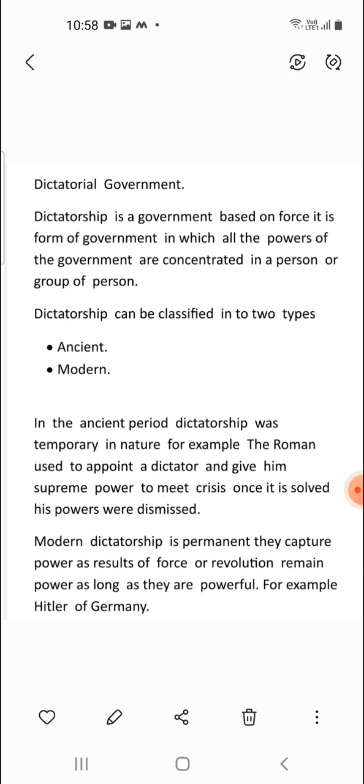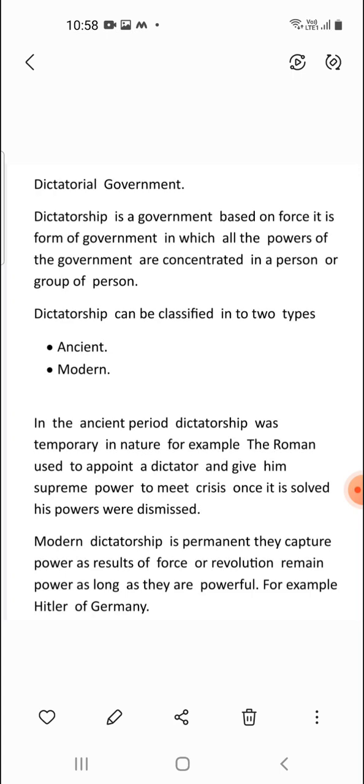As you all know, after the enforcement of the constitution, it is the responsibility of the constitution to set up a government and give it limited powers, and according to the rules and regulations of this constitution, the government will run the administration. So we'll start from the ancient period.